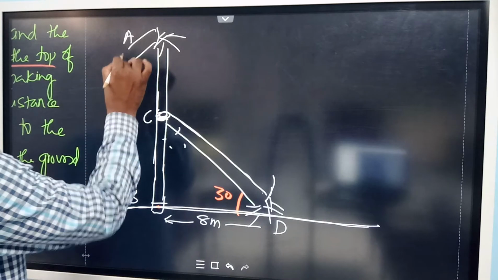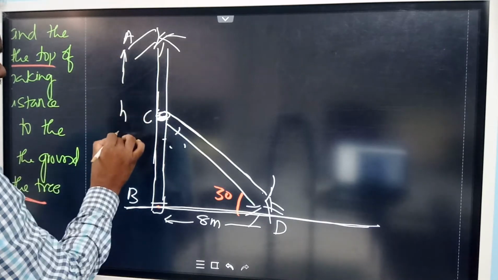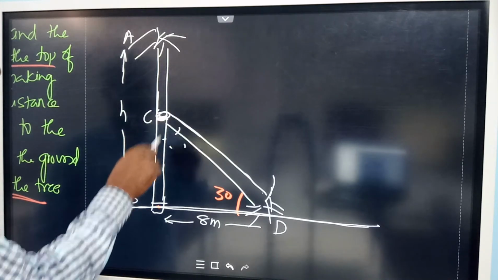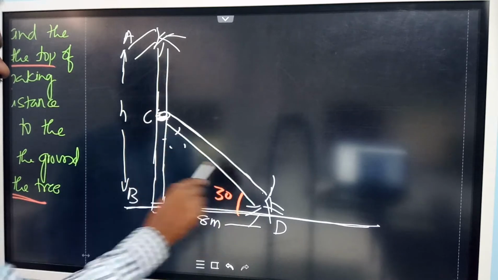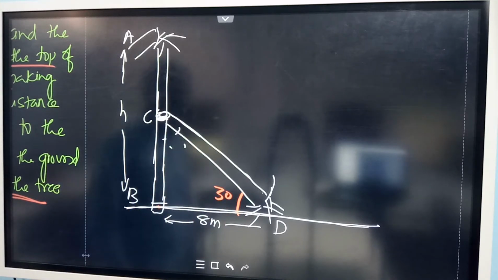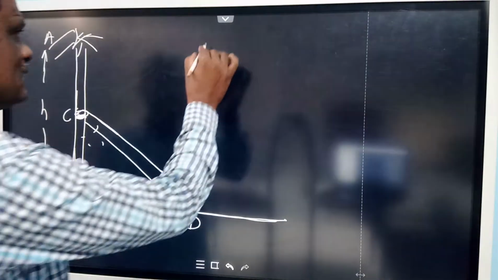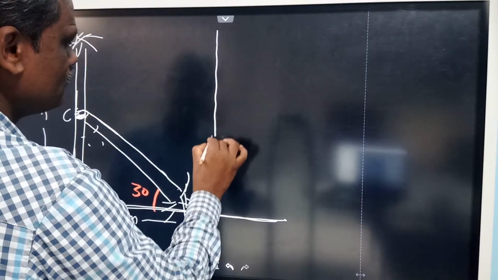We can take this as H. H is the height of the tree. So this is the length where it breaks. So this total length BC plus CD must be equal to the height of the tree. So you can draw the diagram, a line diagram is enough for this. So you can write like this also.